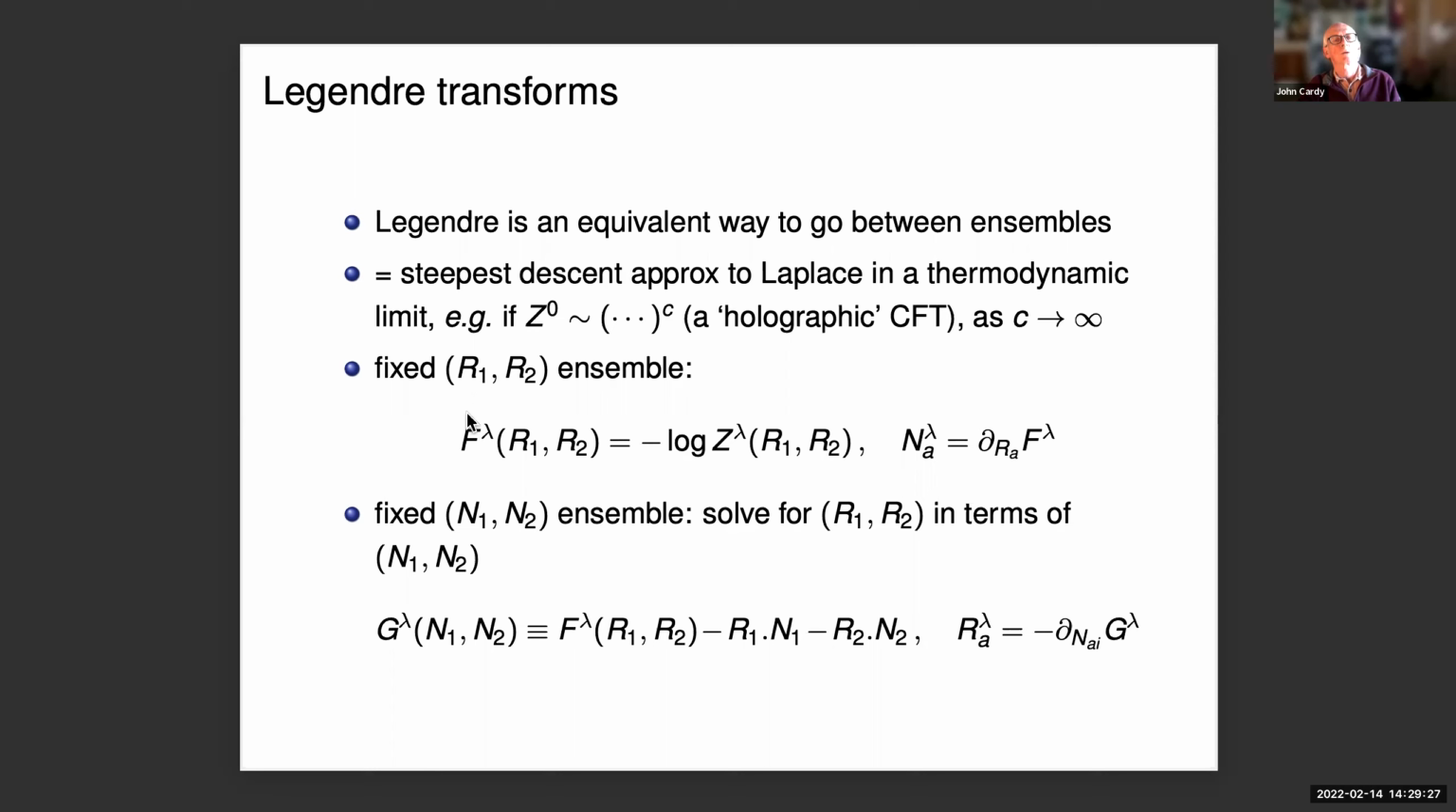So all these equations are, of course, completely conventional. The way you go between the fixed R1, R2 ensemble and the fixed N1, N2 ensemble is that you have the free energy, and the force is the derivative with respect to the stress, which is the derivative with respect to the strain of the free energy. And then you solve these equations for R1 and R2 in terms of the stress. And then you have the free energy in the fixed stress ensemble, which is related by this Legendre transform here. And then if you want to get back the strain in terms of the stress, then you take the derivative of this with respect to n. That's a standard Legendre transform.